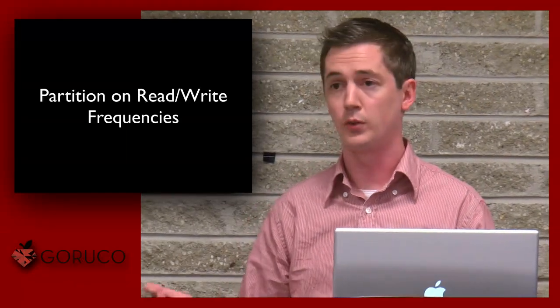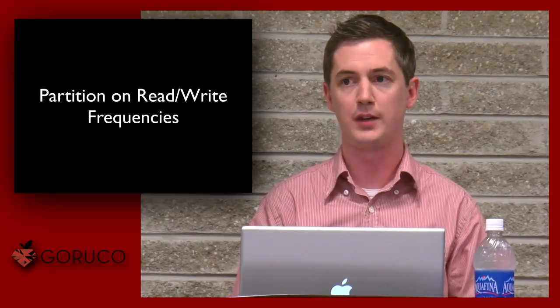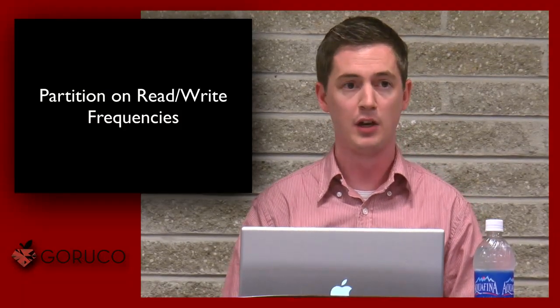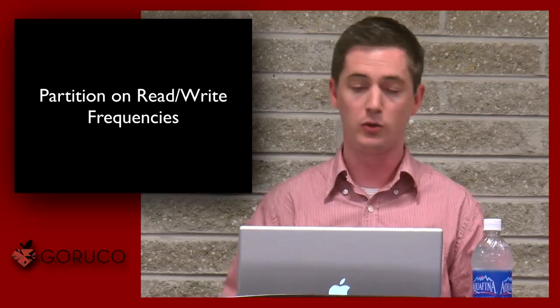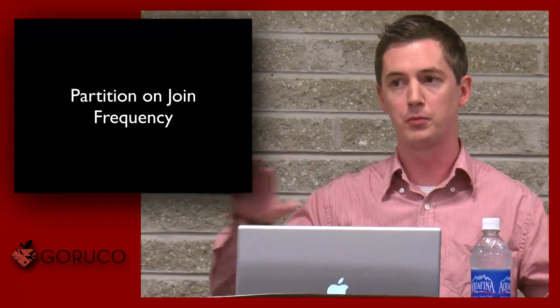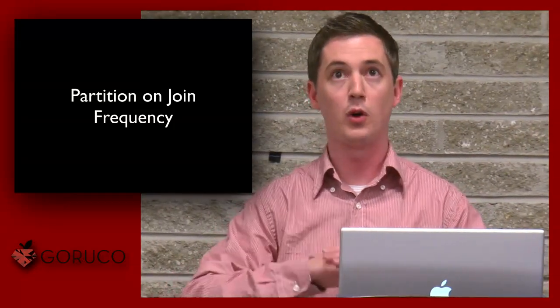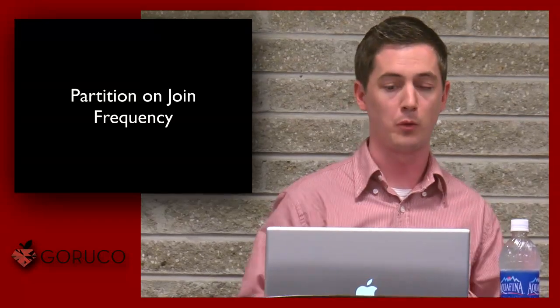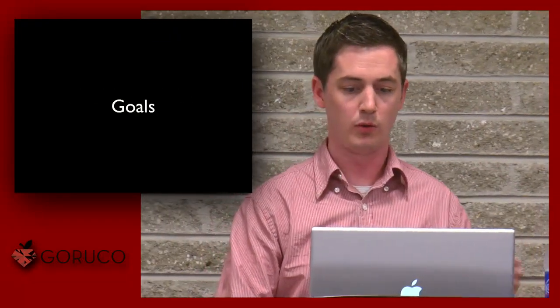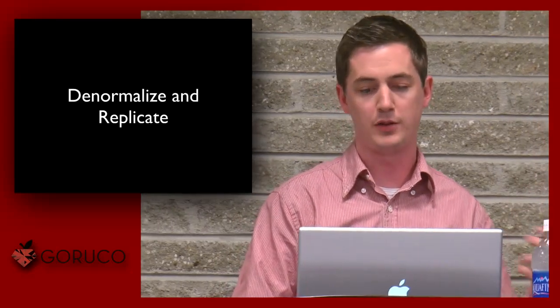You can also partition on read-write frequencies. Web services, since it's HTTP, can obviously be optimized really easily for reads. So if you have something that's read-heavy, then you can pull that out as a service. And one last thing you could do is think about join frequency. If you have data split out amongst multiple services, eventually you have to join the data together on whatever the foreign keys are. So you don't want to split things that are joined very frequently. If they're joined very frequently, you either want to keep them together, or you want to replicate the data from one service to another. So the goal with that is to denormalize and replicate the data.